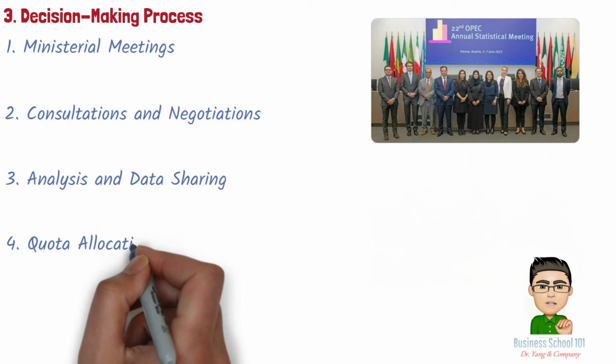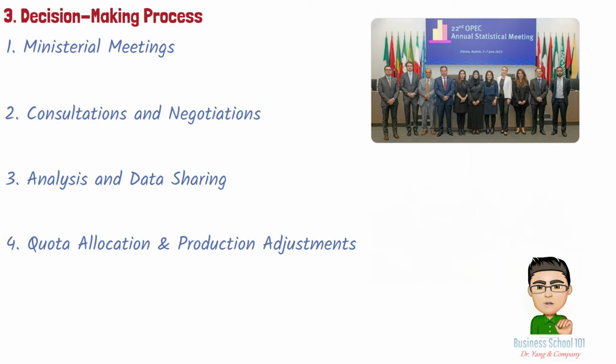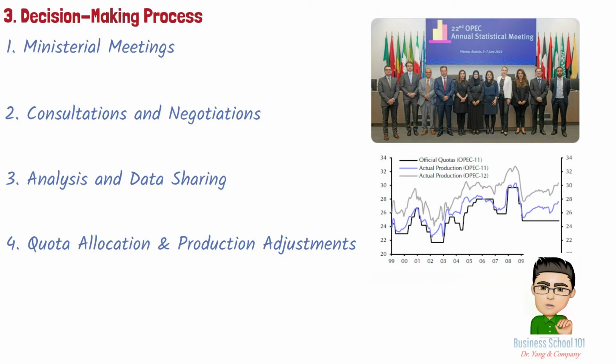4. Quota allocation and production adjustments. One of the significant decisions made by OPEC is the allocation of production quotas among member countries. These quotas determine each country's maximum allowable oil production level.